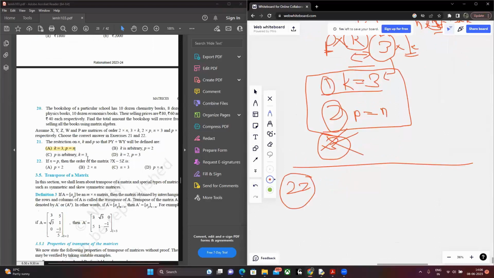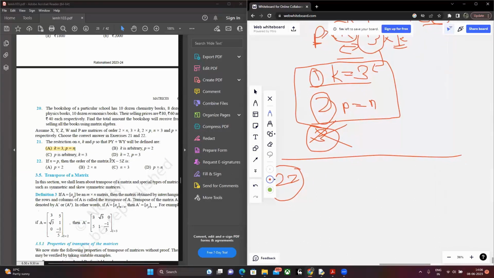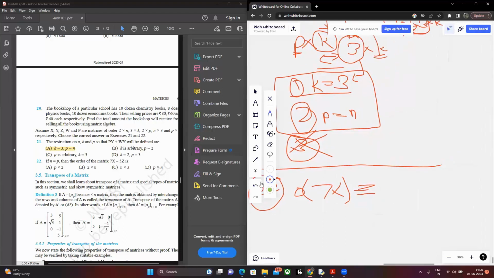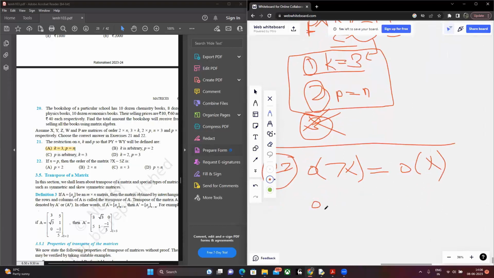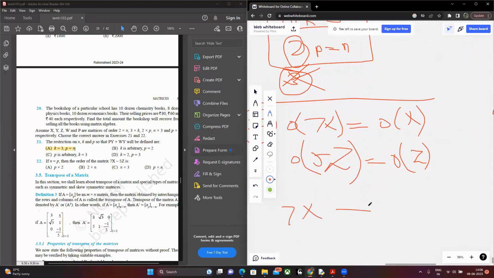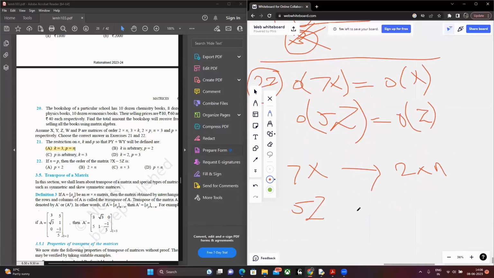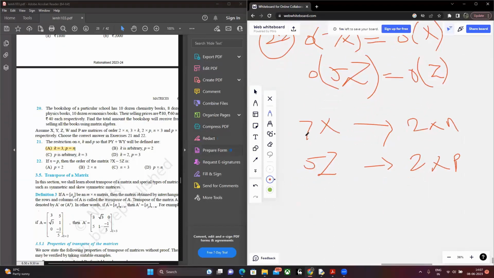If N is equal to P, then consider the order of the matrix 7X minus 5Z. Remember that having a scalar multiplied to a matrix does not change the matrix's order. So 7X is going to be of the same order. If I write small o as the order of a matrix, then the order of 7X is going to be equal to the order of X. Similarly, the order of 5Z is going to be equal to the order of Z. This means that 7X is going to be a matrix of order 2 cross N, and 5Z is going to be a matrix of order 2 cross P. Therefore, if N is equal to P, then the final matrix is going to be of the same order as 7X and 5Z.